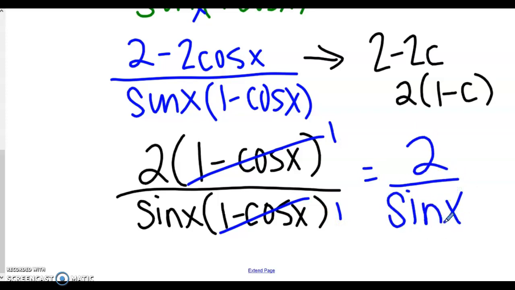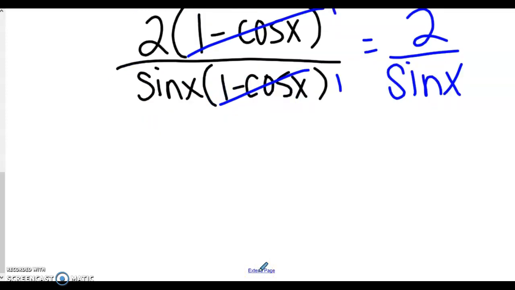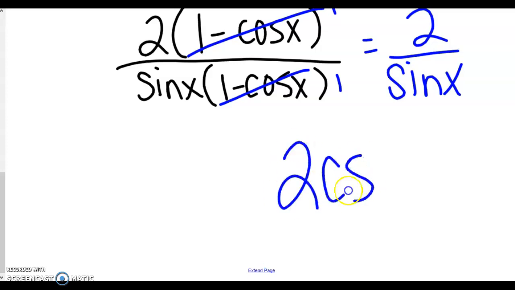This takes a lot of paper. It's fine. You can do hard things. Sine x on the bottom means I have 2 cosecant x.